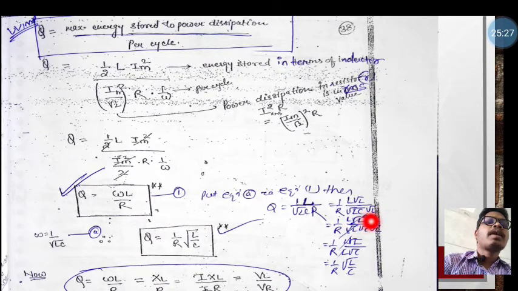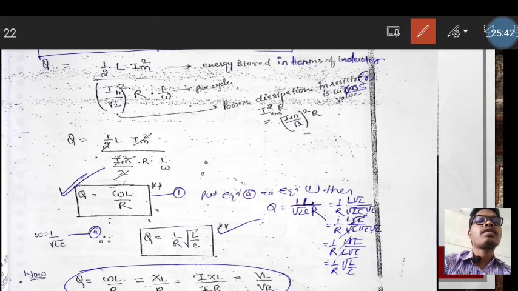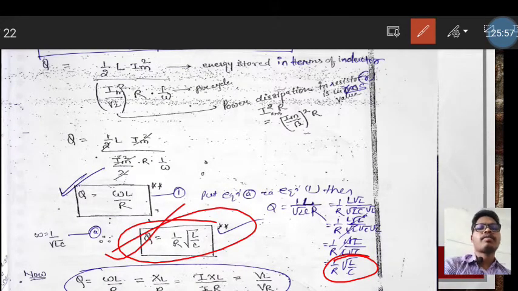So here root L and root L, two root L in the denominator, so root L into root L is L. So in the numerator and denominator there is L, so they cancel each other. So only the left part is 1 divided by R root over of L by C. So this is the total quality factor.